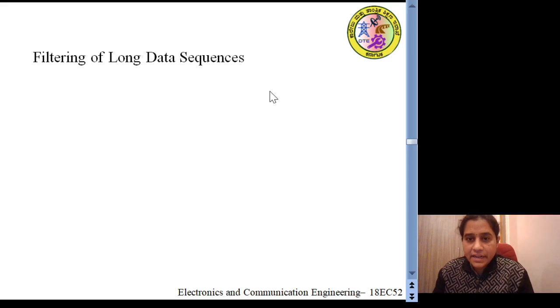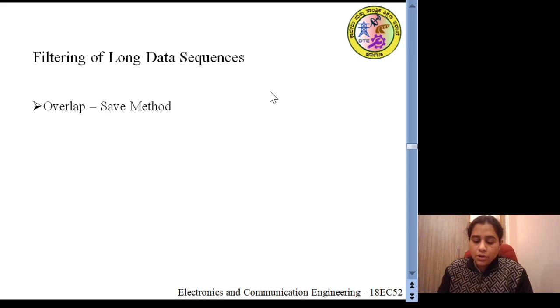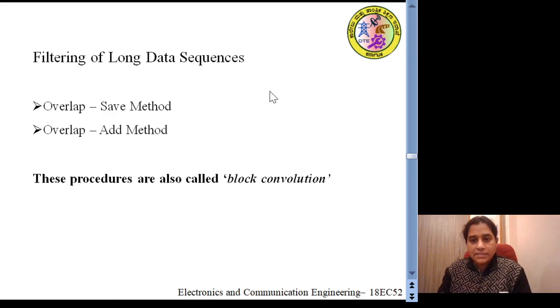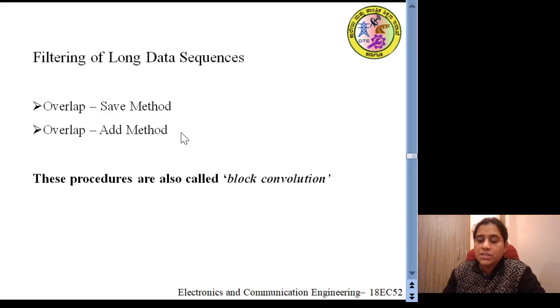Now let us consider filtering of long data sequences. There are two methods: one is the overlap save method and the other is the overlap add method. In both methods, we first divide the incoming samples into a number of blocks, or segment it into blocks. Then we convolve to obtain blocks of output, and at the end we fit all the blocks together such that they overlap, and we may add, or keep as it is, or discard some values. So basically we are following a block convolution operation here. These two procedures are also called block convolution methods, or segmentation methods of linear filtering.